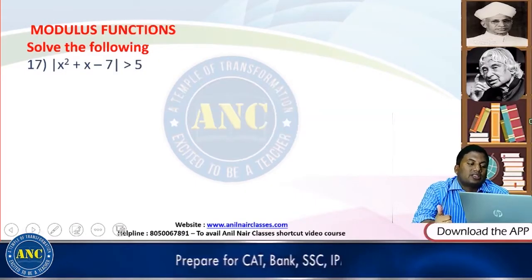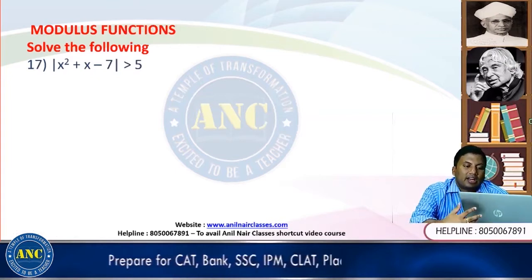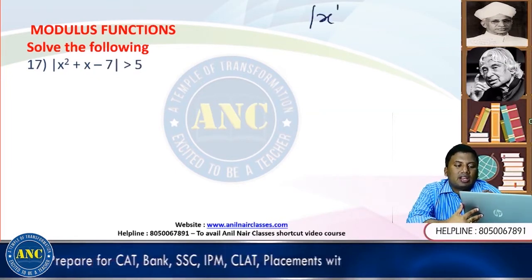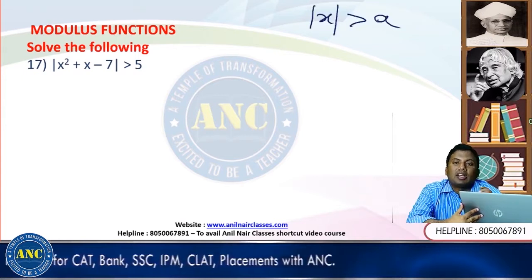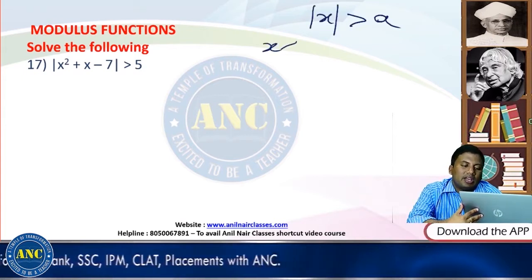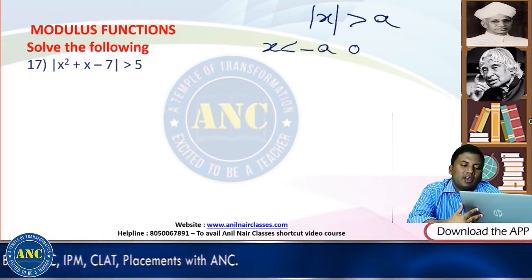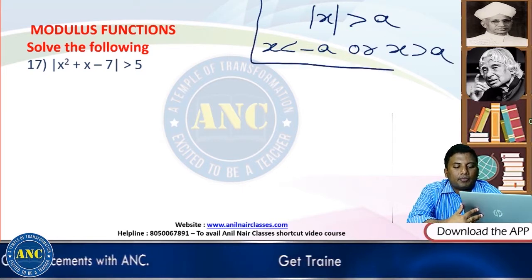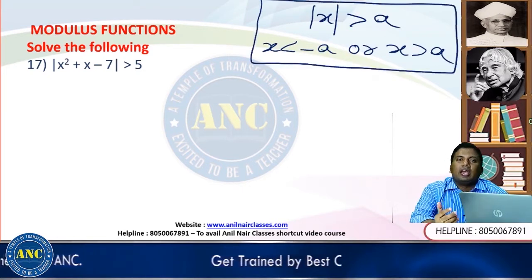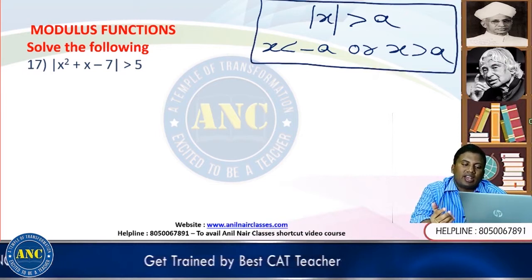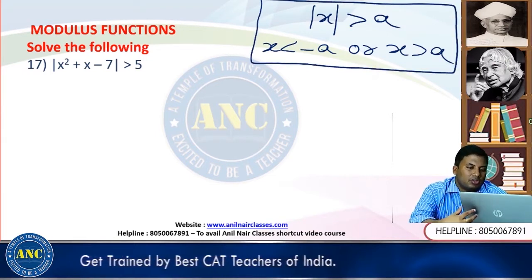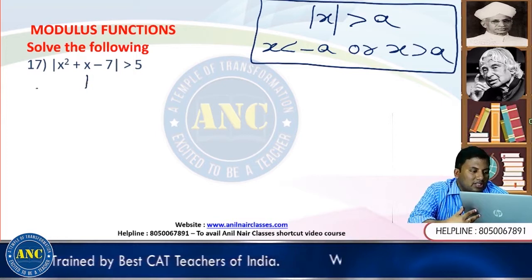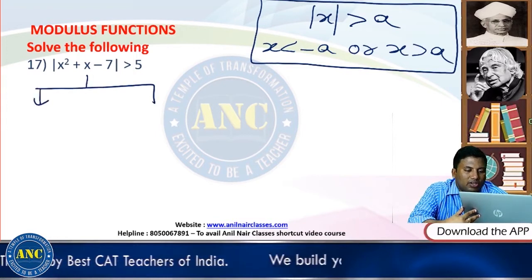x square plus x minus 7 greater than 5. Already we discussed the concept: mod x greater than a means x is less than the lesser value or x is greater than the greater value. So this will result in two equations.